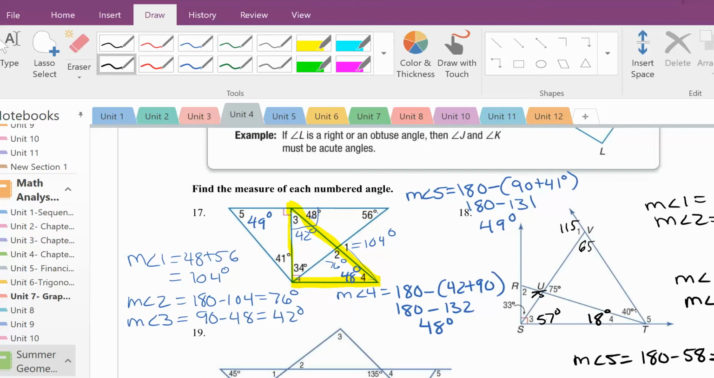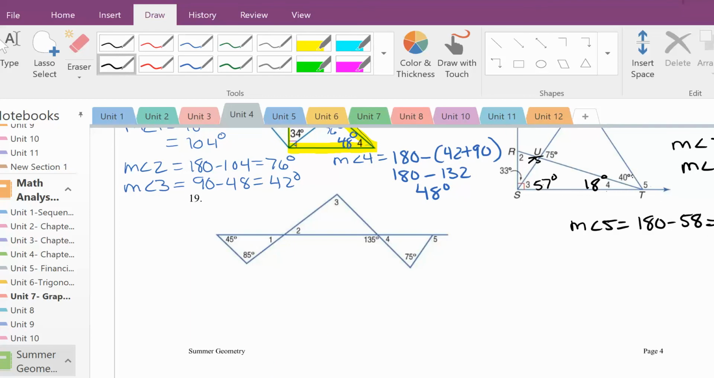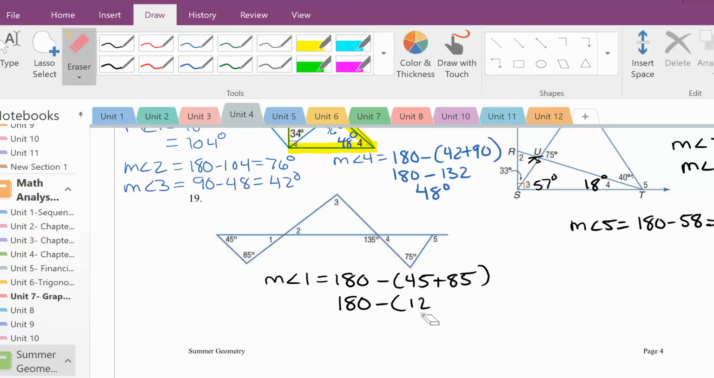All right, so the last one here, the measure of angle 1, well, we could go 180 minus 45 plus 85. So 180 minus 130. So it's 50 degrees. Angle 2 is a vertical angle, so it's also 50 degrees.